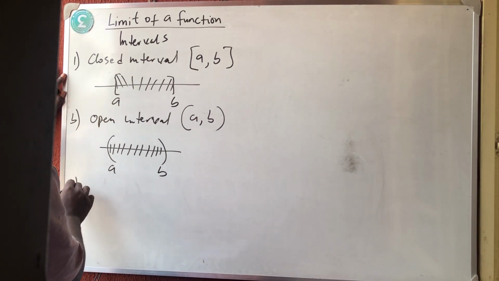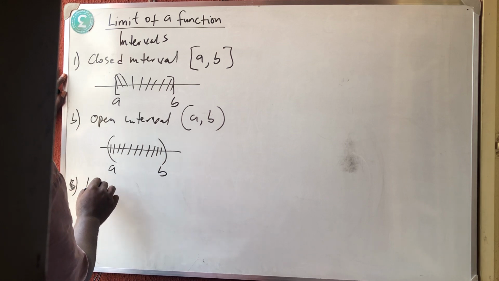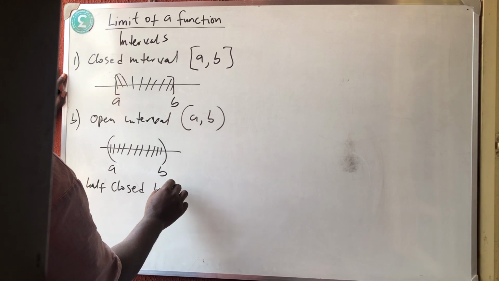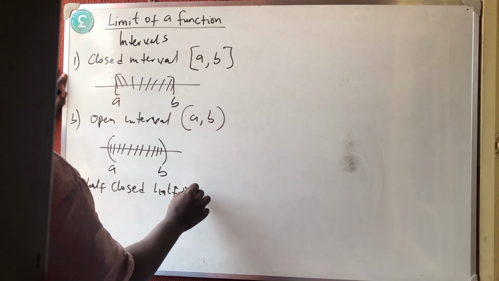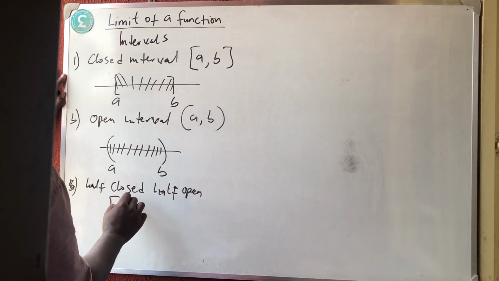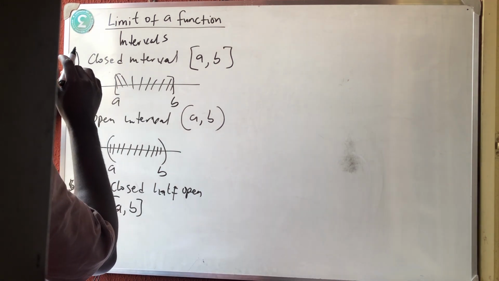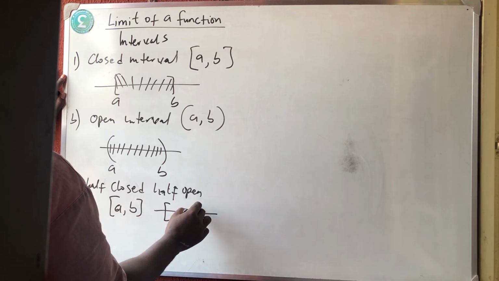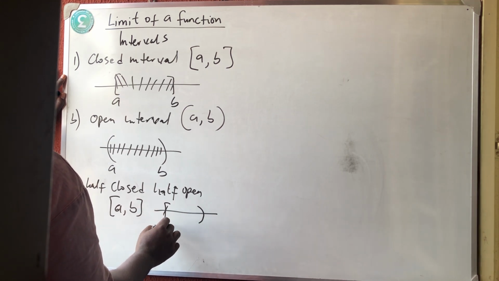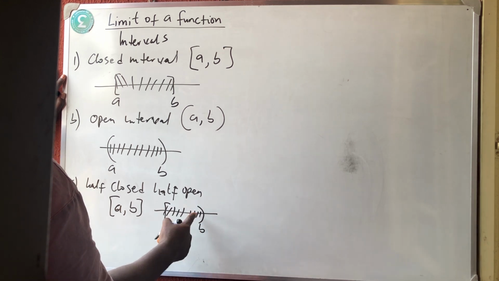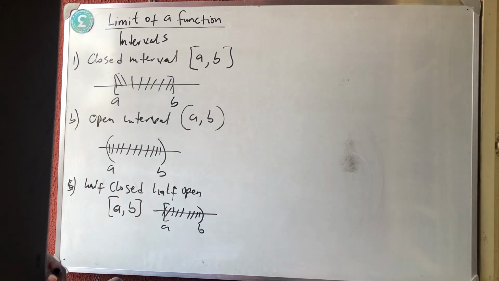Number 3, we have the half closed, half open. Like this, you have a half closed, half open. So this simply means that, from A to B, but B is not involved. Anything very close to B is involved, but B itself is not involved.